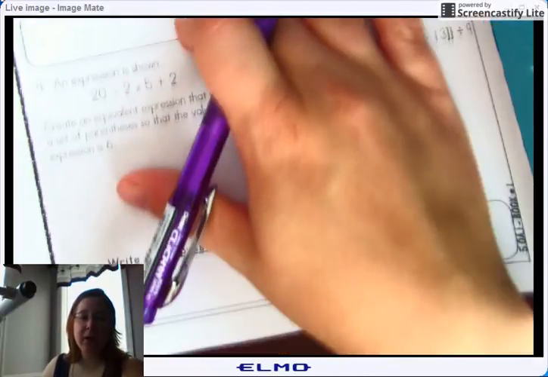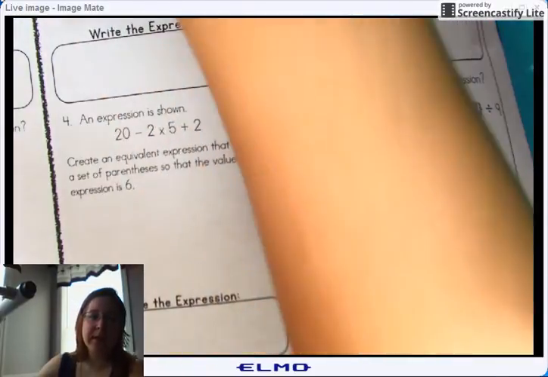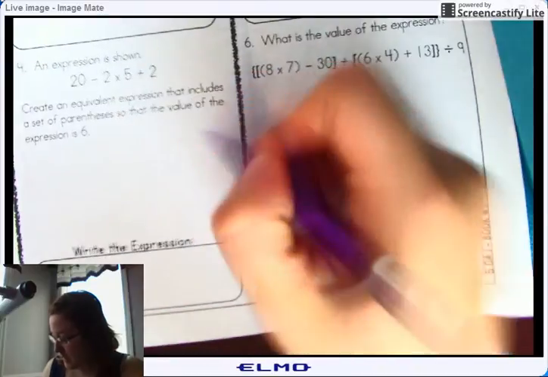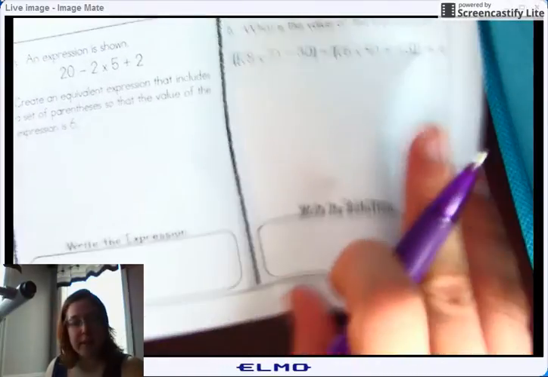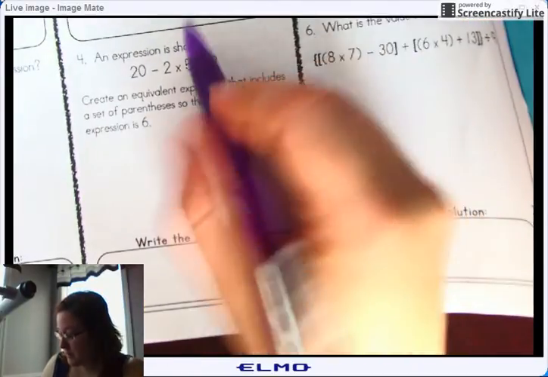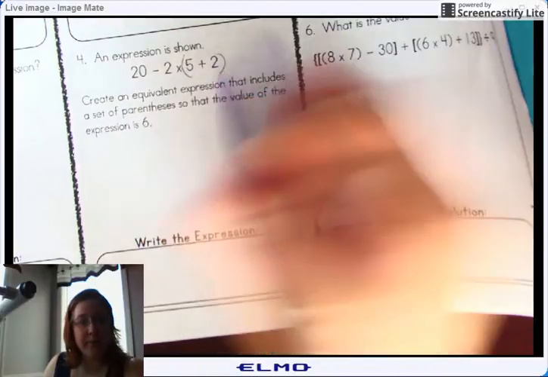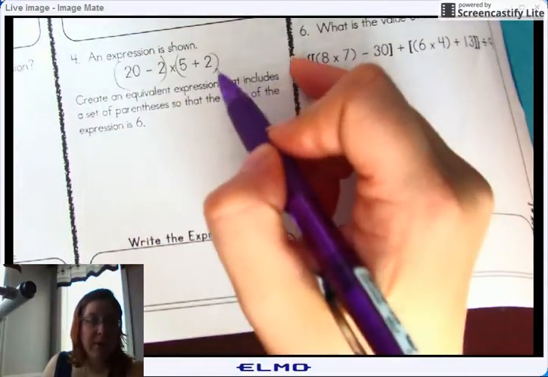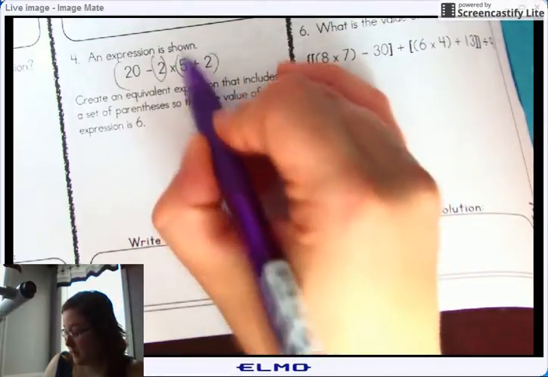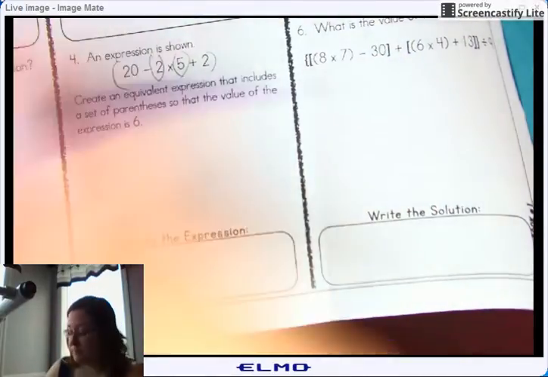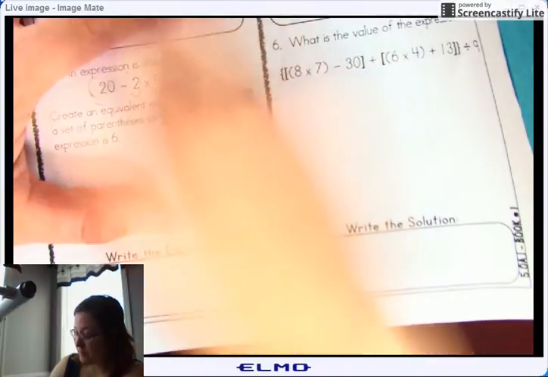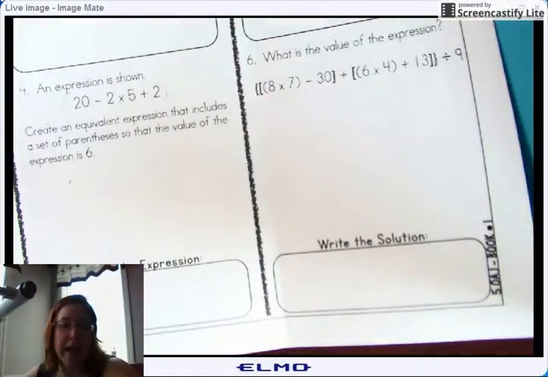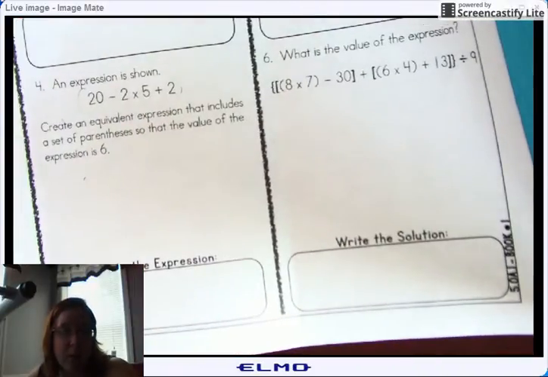Okay, moving on to this one. Same thing, you're going to have to put in a set of parentheses to get the expression 6. So think about where you want it. Do you want it here? Do you want it here? Do you need both of them? Do you need it here? So take a moment. I'm going to erase all of these, and come back and solve in where it needs to be.